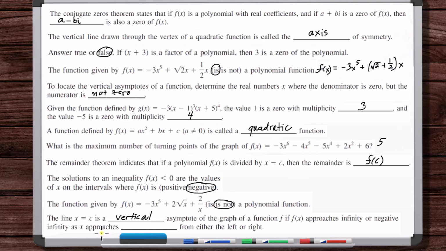Okay, and so if the function is approaching infinity or negative infinity as it approaches x equal to c, from the left or the right, either or, then it's a vertical asymptote.